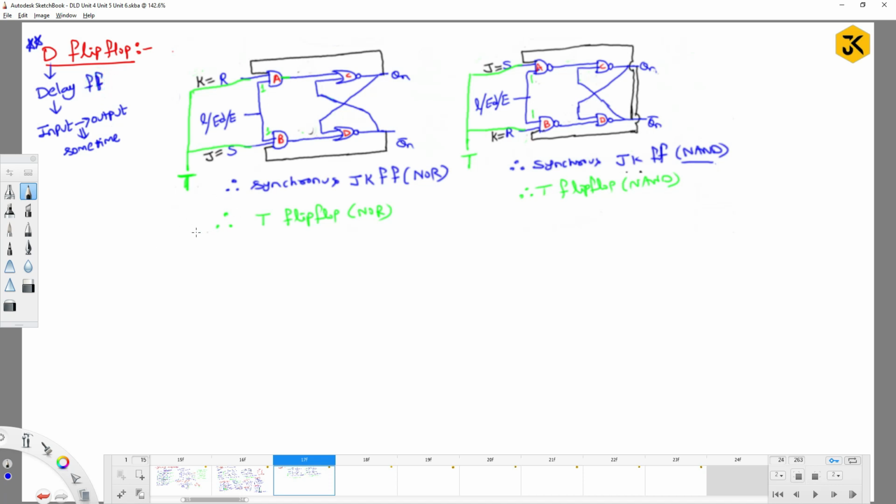Okay, so basically this delay flip-flop you can get with the help of the T flip-flop. In the previous video we saw how to get the T flip-flop, right? This is the circuit diagram for the T type flip-flop. Any kind of flip-flop you can implement with the help of either NOR gates or NAND gates. We constructed the synchronous JK flip-flop using SR flip-flops, and from the synchronous JK flip-flop we constructed the T flip-flop. Now, from the T flip-flop can we construct the D flip-flop?